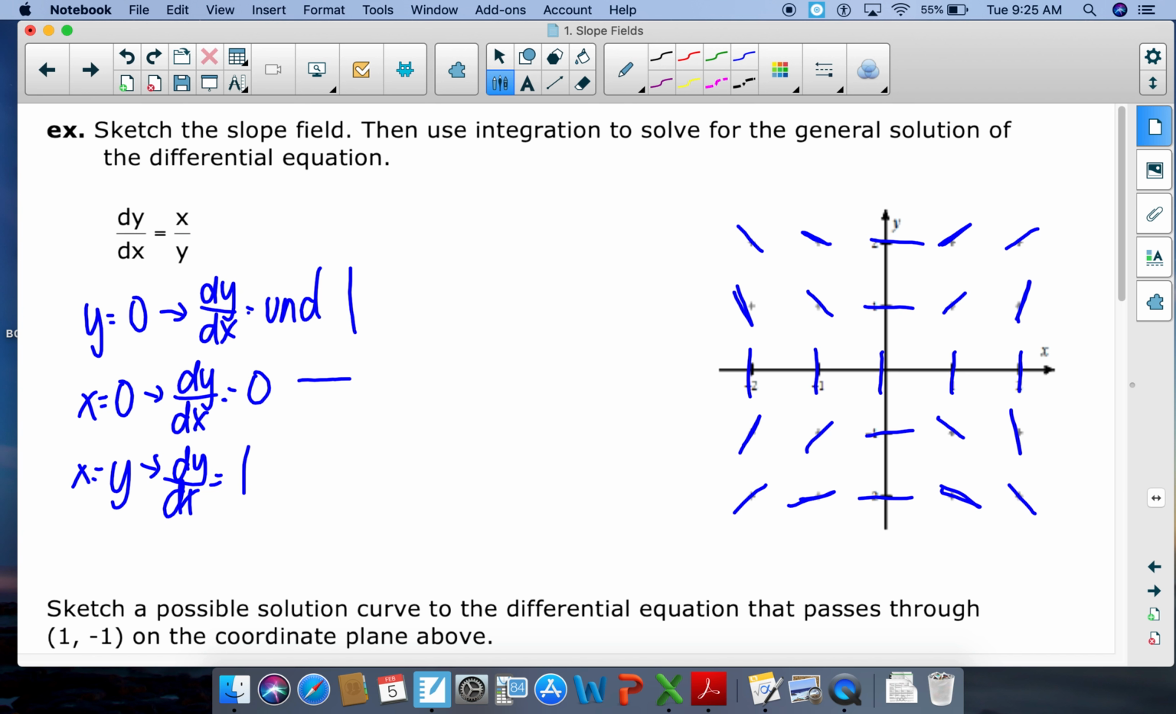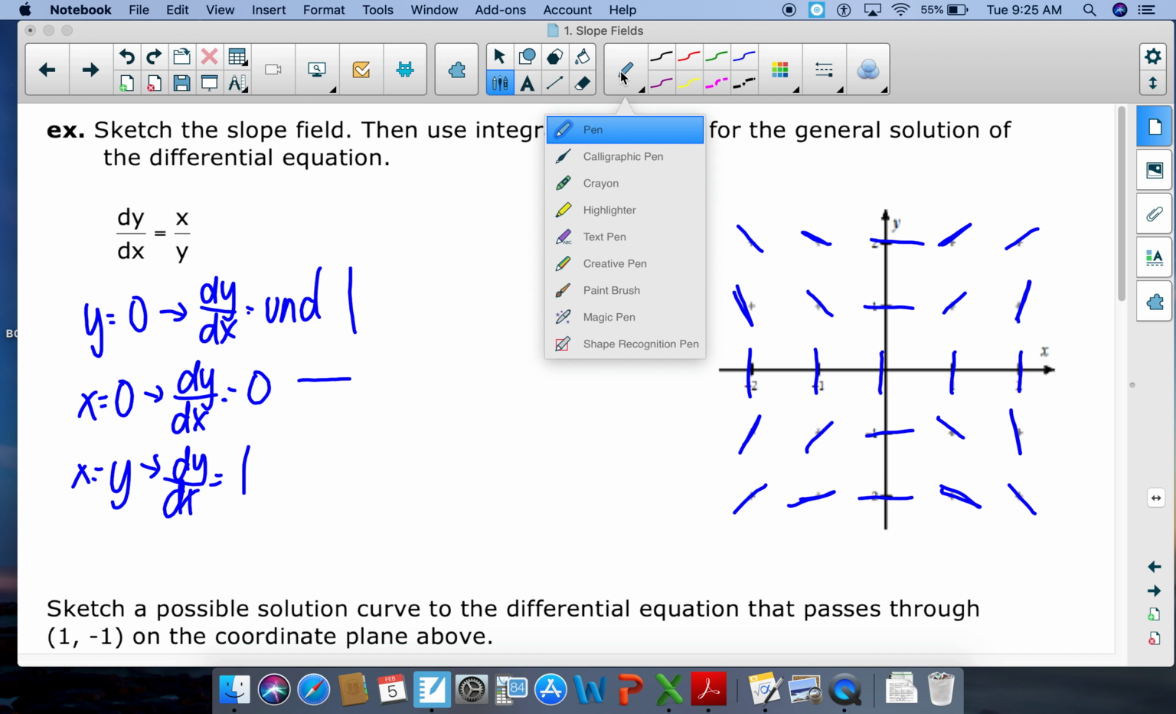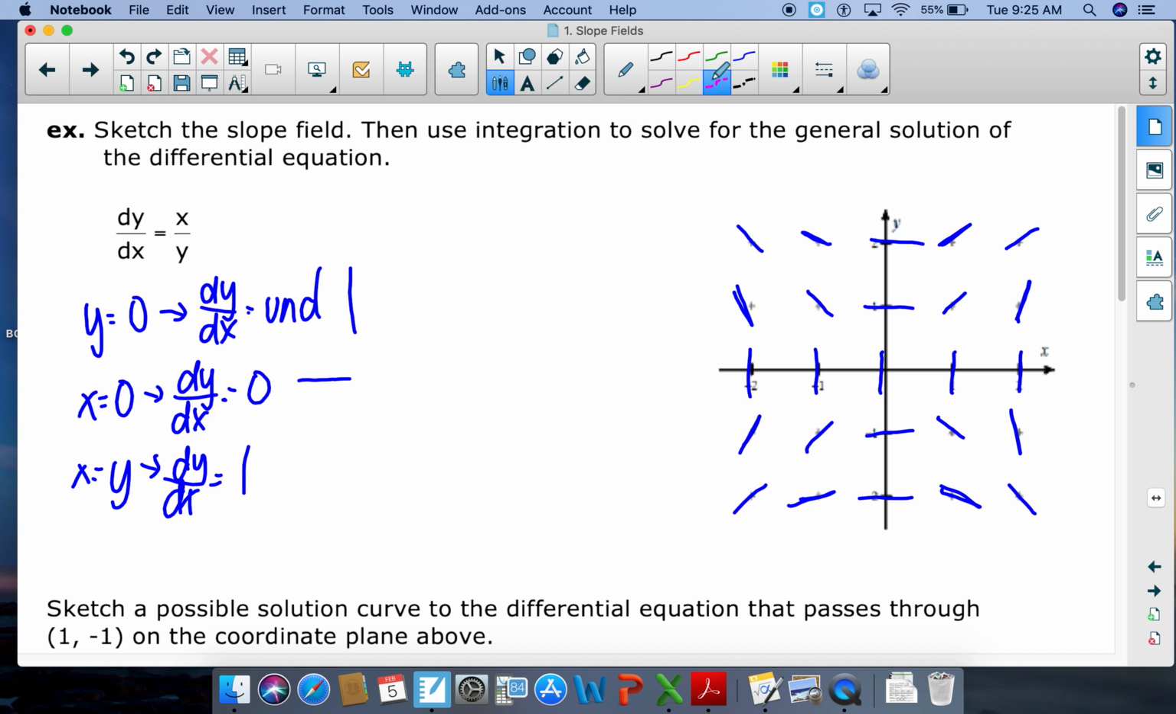Probably not. It is not a log. This is a square root function. Yes, it's a square root function of a quadratic. So we're gonna go what? 1, -1. So that's our point to go through. And all I'm doing is following my slopes. It's gonna flatten out.